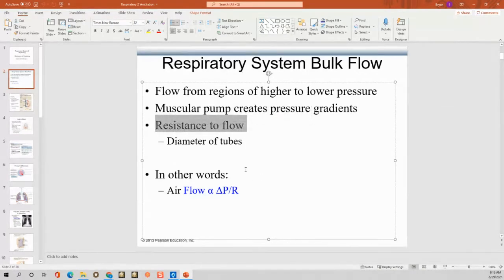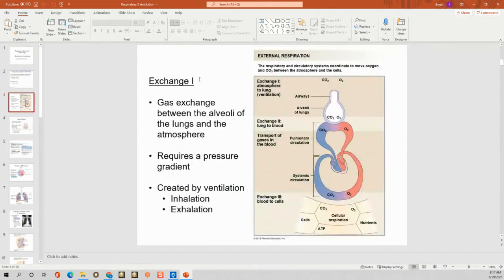What's always opposing airflow? Resistance. And what is the primary factor that we know creates resistance inside of a tube? The diameter of that tube. So a really nice review almost at this point slide for y'all. Okay, we're going to be talking about gas exchange 1, which is basically the air exchange between the atmosphere and the lung, which is ventilation. Okay, breathing in, inhalation, breathing out, exhalation.